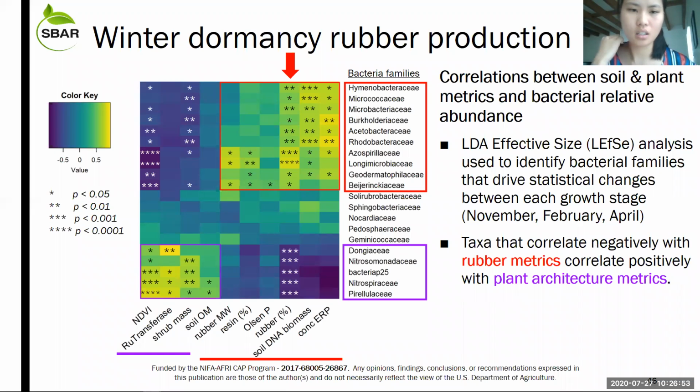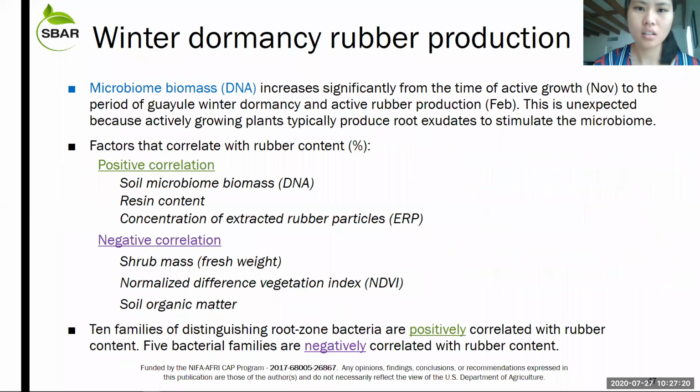Next slide, please. The bottom half of the graph shows that the opposite pattern is also true. So families that correlate negatively with percent rubber, that are less abundant when rubber content is higher, those shown by the white stars, those families correlate positively with shrub mass and NDVI. Next slide, please.